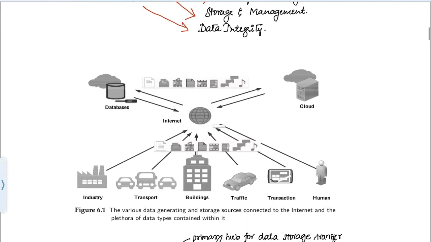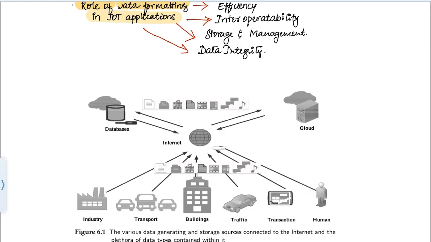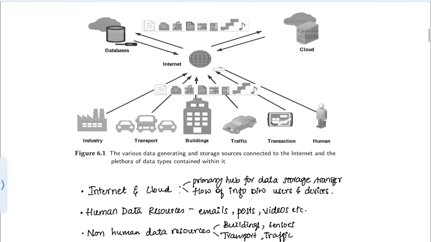Now we'll look into this figure here. Figure 6.1 tells us about the various data generating and storing sources connected to the internet and the plethora of data types contained within it. If you can see here, we have internet and cloud. Through internet and cloud, these will serve as the primary hub for data storage and transfer. It will also help to transfer the data between the users and the devices.